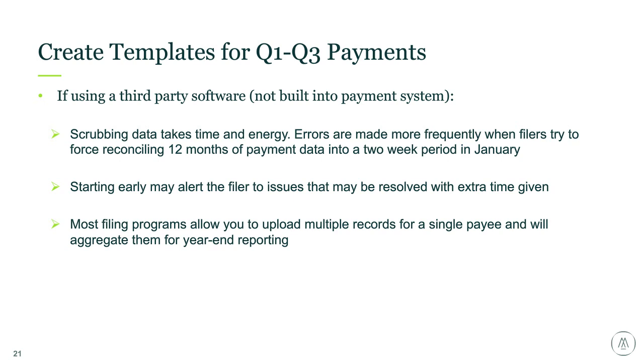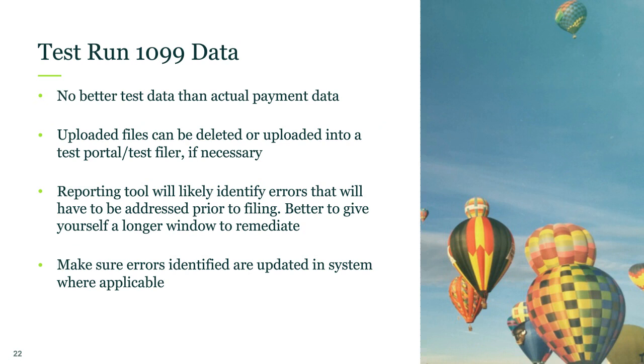And like I said, test run data: if you are using a third party or a tool, you can import it on a test run and it's going to tell you all those errors. So all the errors we went through with the static data before, address, name, possibly EIN mismatches, and you have months to clean it up instead of weeks if you start doing this prep in January.